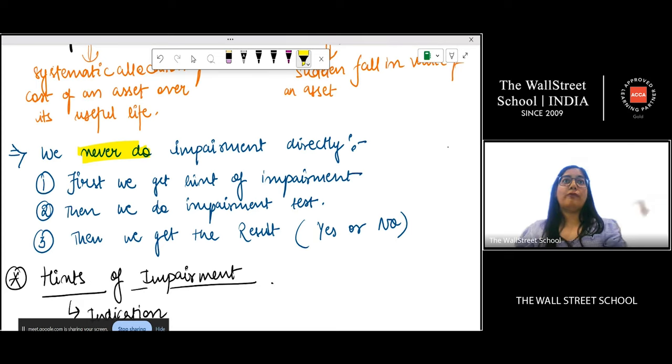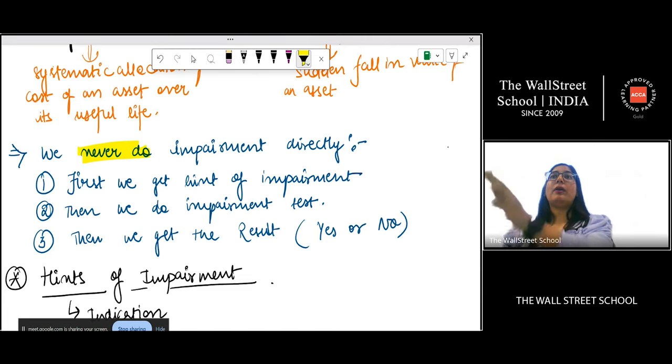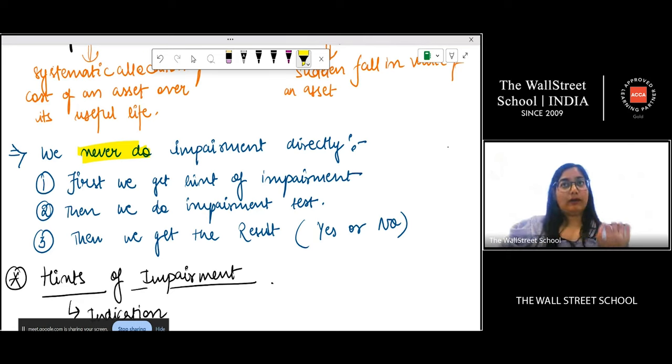Let's take an example of an accident that happened. That means there is a possibility that the value of my car would have fallen down, right? So in that case, it is a hint of impairment. Now I'll do impairment testing. That means I'll be checking whether the amount I have recorded in the books of accounts for my asset has changed or not. If it has, then you need to charge impairment in the books of account. If there's no change in the value, then whatever way we were continuing, we'll continue with that itself.